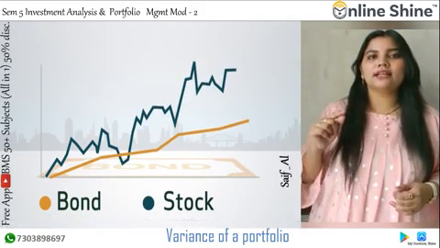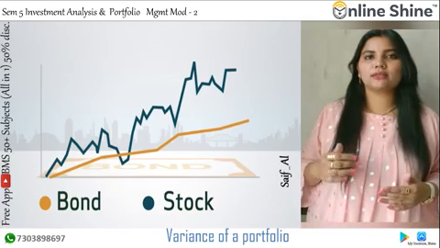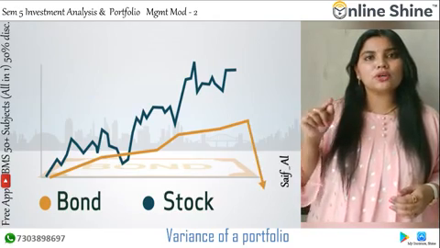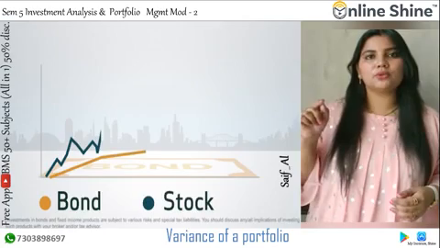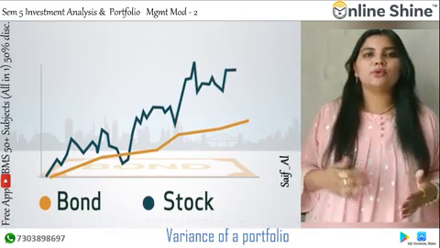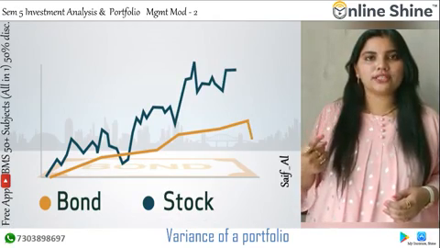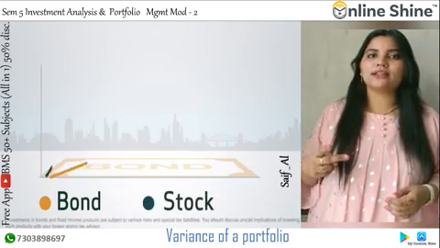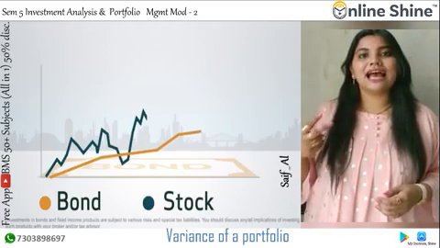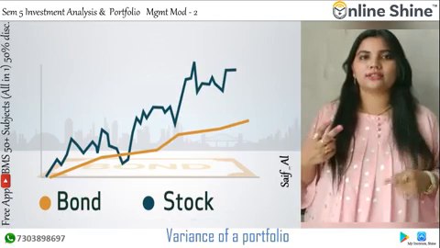The formula is sigma square equals W1 square sigma 1 square plus W2 square sigma 2 square plus 2 W1 W2 covariance 12, where W1 is the weight of the first asset, W2 is the weight of the second asset, sigma 1 square is the variance of the first asset, sigma 2 square is the variance of the second asset, and covariance 12 shows the covariance of the two assets.